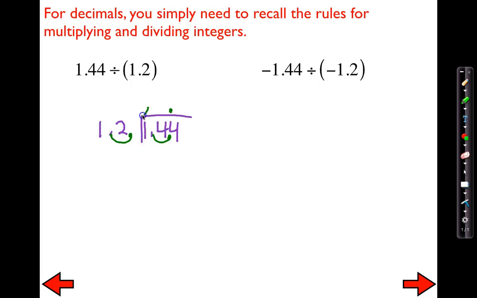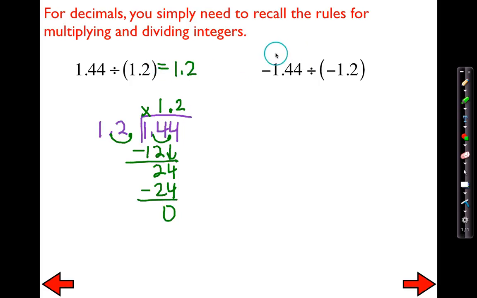Can 12 go into 1? No. Can it go into 14? Yes, once. With the remainder of 2, bring down the 4. Can 12 go into 24? Yes, it can go nicely 2 times with a remainder of 0. So my quotient is 1 and 2/10. Now, if it was a negative divided by a negative, what would it be? Well, a negative divided by a negative is a positive, so my answer is still 1 and 2/10.